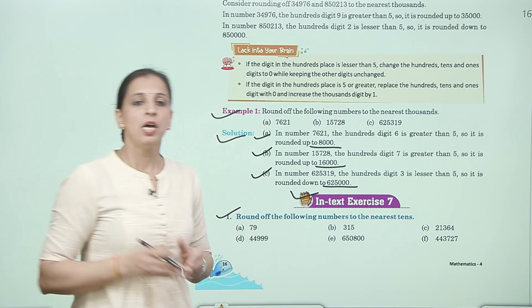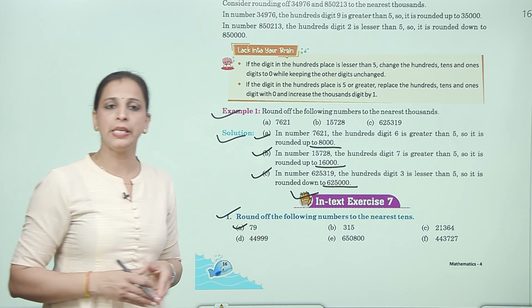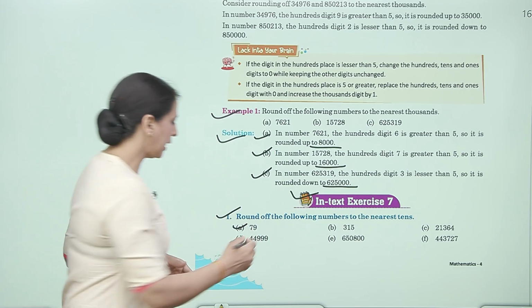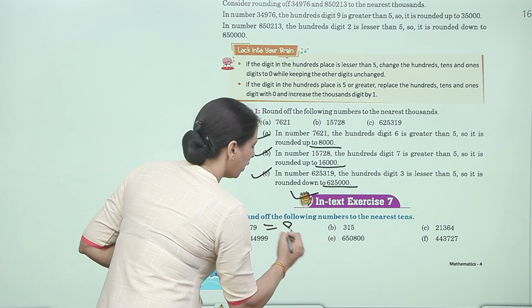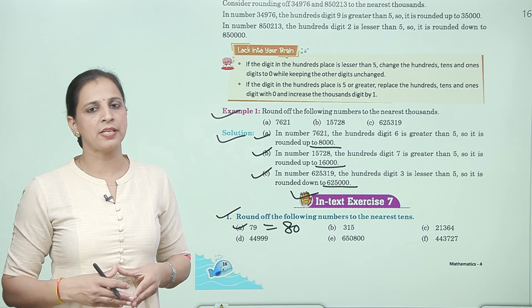Now, in text exercise 7. Question number 1. Round off the following numbers to the nearest tens. A part is 79. 9 is greater than 5. It becomes 80. तो बच्चों सेम मेथड को यूज करते हुए बाकी के पार्ट्स आप खुद ट्राई करेंगे.